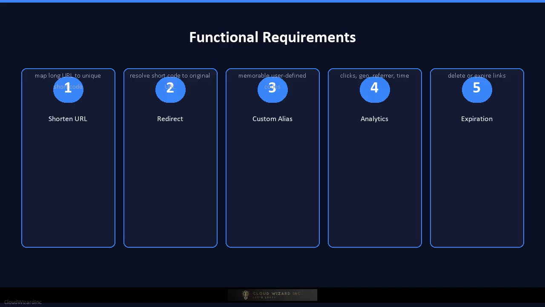First, the system must be able to shorten a long URL and return a unique short URL. Second, it must redirect a user from the short URL back to the original long URL with minimal latency. Third, it should support custom aliases, so a user can request a memorable shortcode like bit.ly/sale2026 instead of a random string. Fourth, it should provide analytics such as the number of clicks, geographic distribution, referrers, and timestamps. Fifth, it should support link expiration or deletion so users can take down links. These five capabilities form the contract of a production URL shortener.